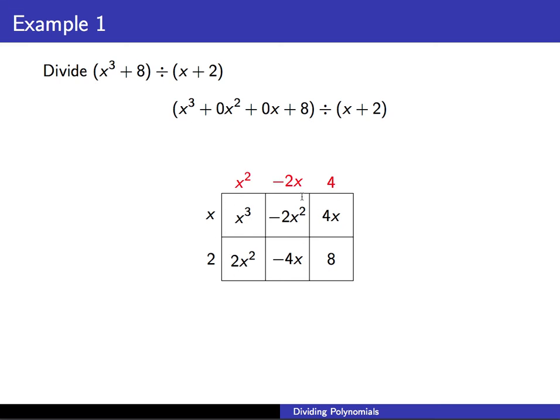So our final answer, our quotient, is what's written above, the x squared minus 2x plus 4. And we can check to make sure this is right, because if we multiply x plus 2 by the quotient that we got, we should get x cubed plus 8.